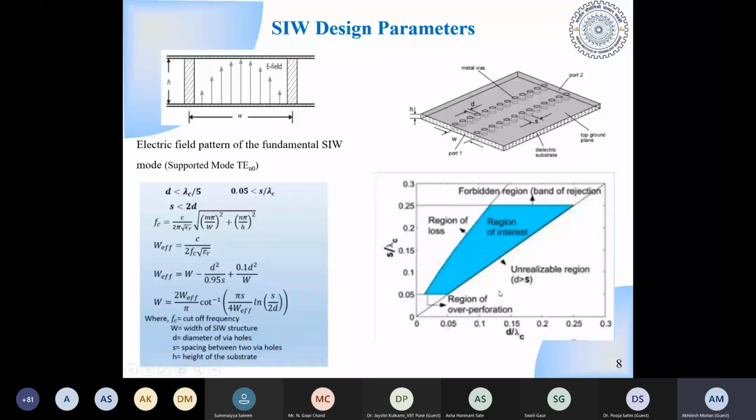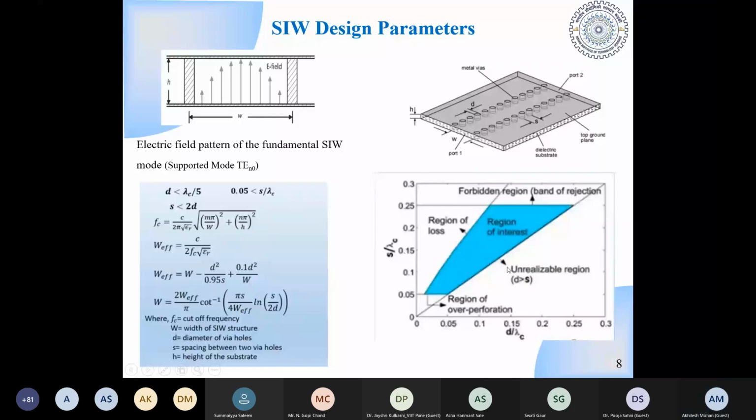Now, what should be the value of this distance, the ratio D by lambda C and S by lambda C? Lambda C is the cutoff wavelength of interest. If S is very small, very close to D, then it is confined. If you choose S much greater than D, then it is not confined, and that is called the forbidden region. The blue region shown here is the region of interest. We can design the components only by choosing the values of S and D in this region. If you choose any region outside it, it won't be realizable and won't be good enough.